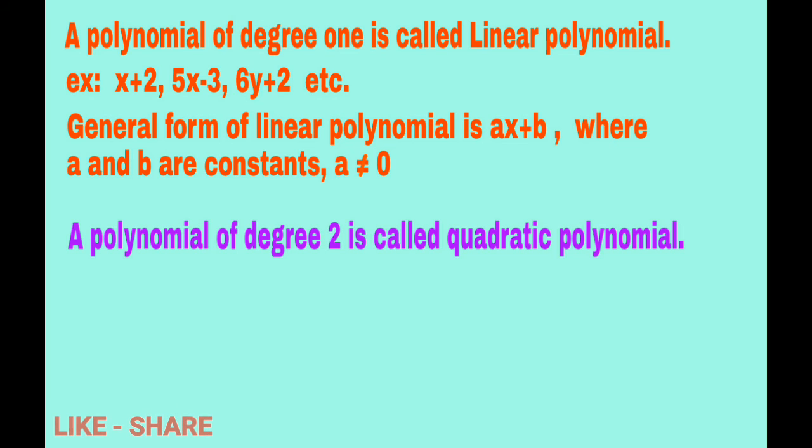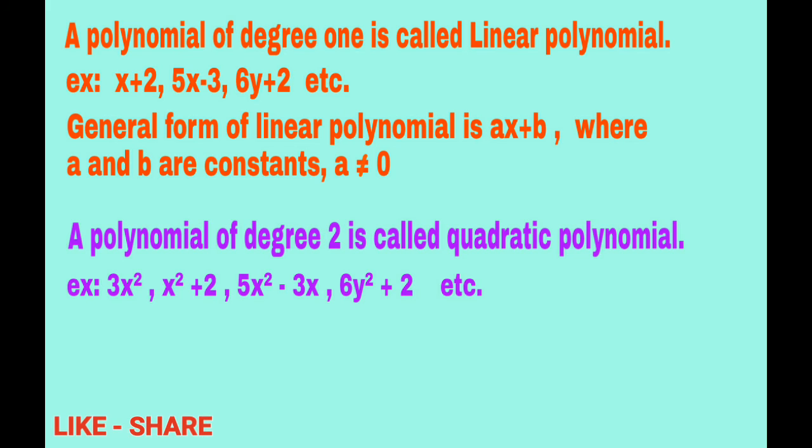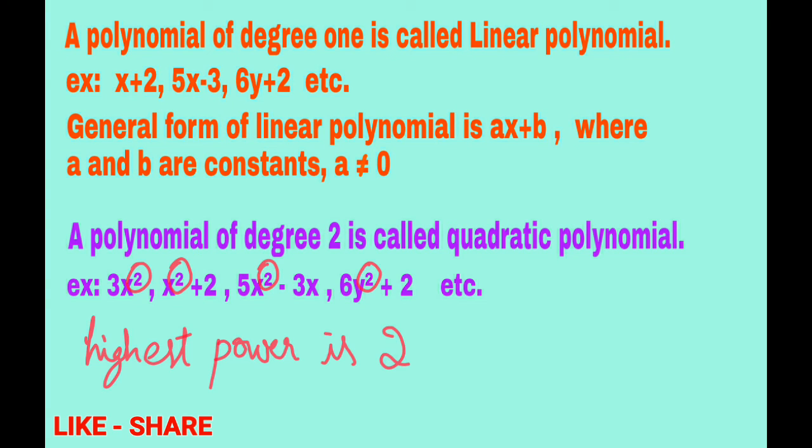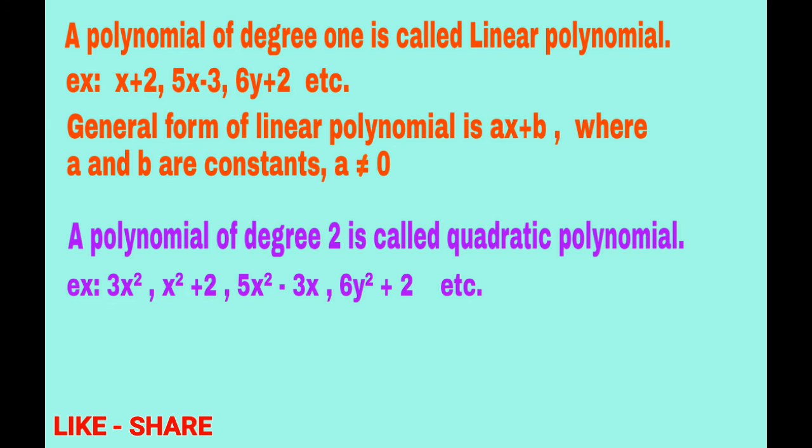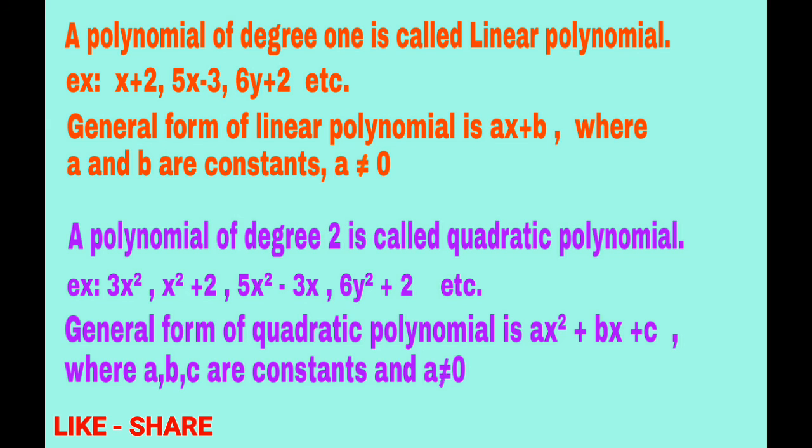A polynomial of degree 2 is called a quadratic polynomial. For example, 3x square, x square plus 2, 5x square minus 3x, 6y square plus 2. Here, the degree of the polynomial is 2. Hence, these are quadratic polynomials. The general form or standard form of the quadratic polynomial is ax square plus bx plus c, where a, b, c are constants and a not equal to 0.